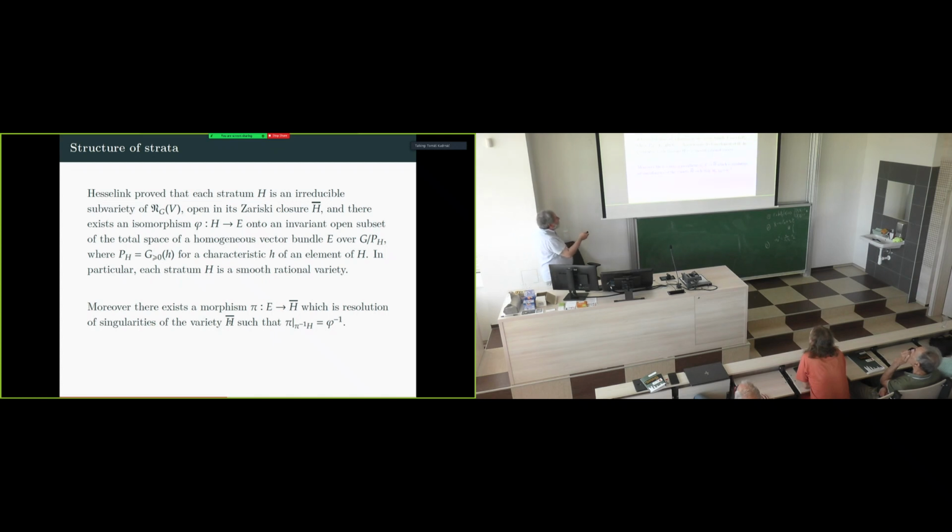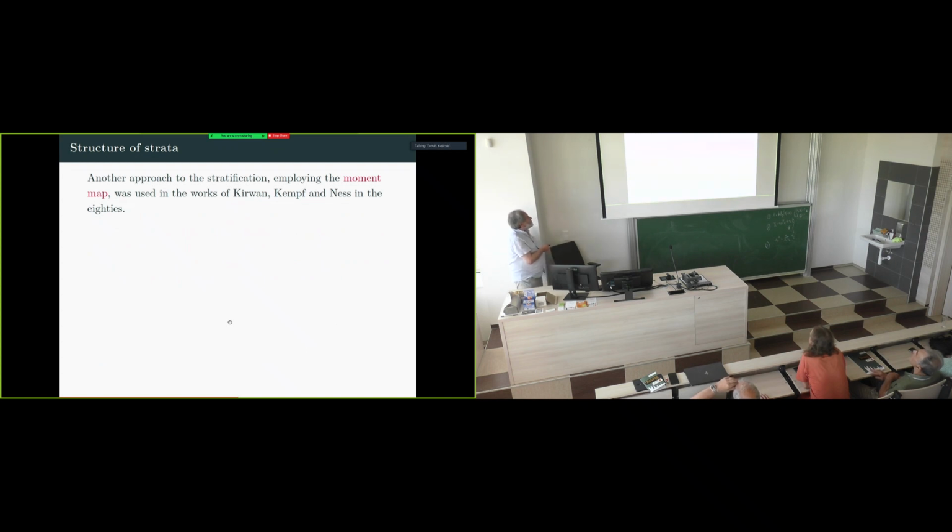I think I'll skip at some point. So the closure of the stratum is covered by the total space of a vector bundle over G/P, where P is this parabolic group, and it's actually a resolution of singularities. I will explain it to you in a slightly different form.